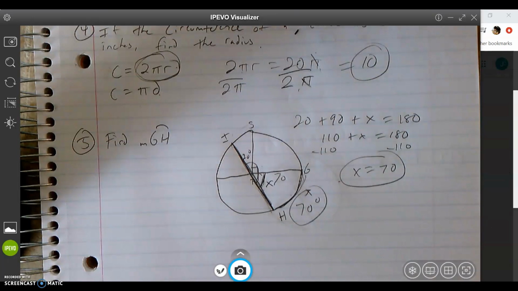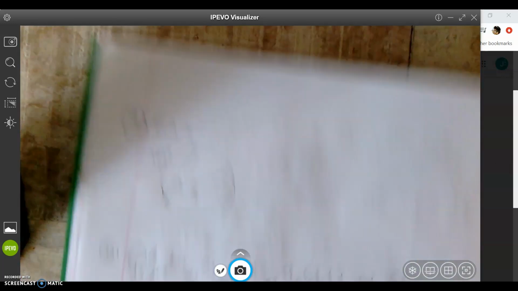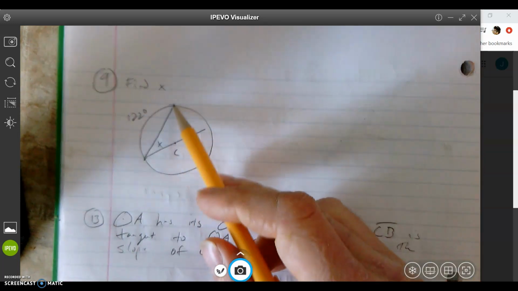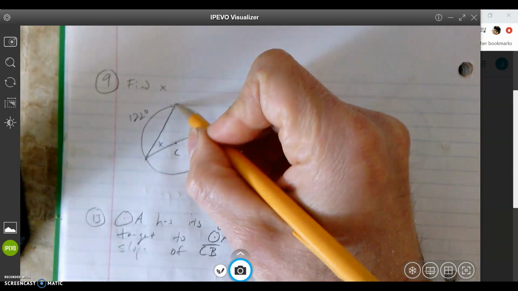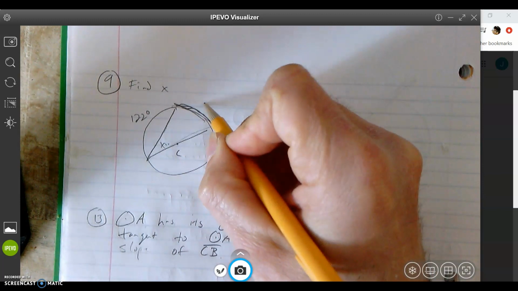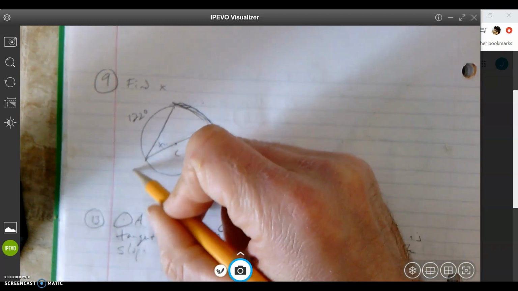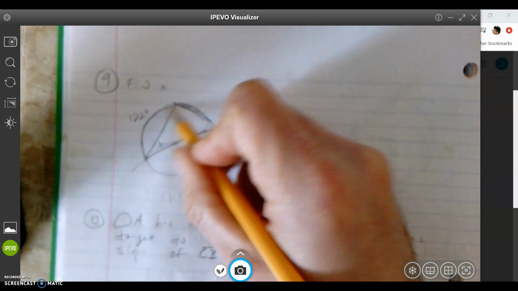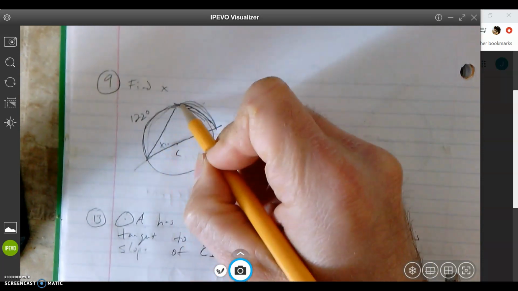Number 9, cool. Gotta turn my page. All right, so find X. X is this angle. This is an inscribed angle here. So I need to get this arc here. If I get this arc, I know that the angle is half of the arc because it's an inscribed angle. It's not a central angle. I'm looking here that this right here is 180, so that means this whole arc is 180. And I already have 122 right here.